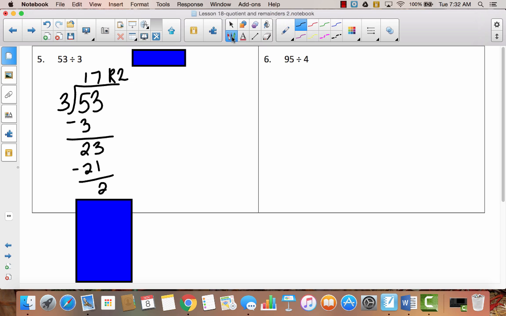So now I'm ready to check. I'm going to take my quotient, which is 17. I was dividing by 3, so now I'm going to multiply by 3. 7 times 3 is 21. 1 times 3 is 3, plus 2 gives me 5. That gives me 51. I have to add my remainder of 2, and that gives me a total of 53. So my answer matches my total.